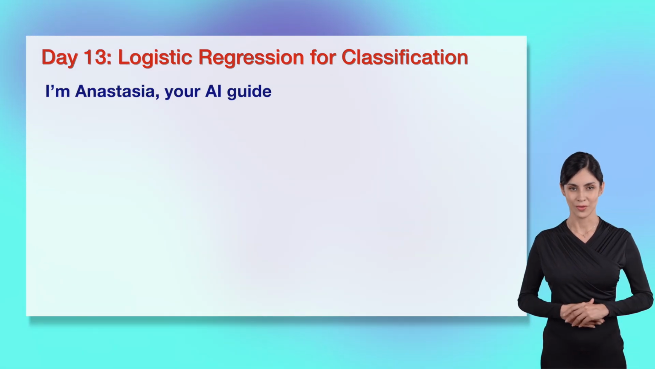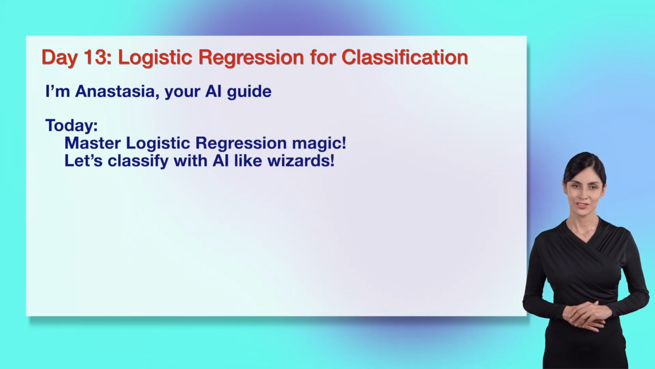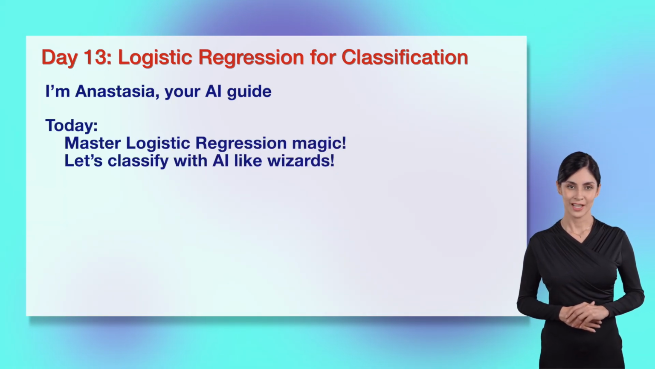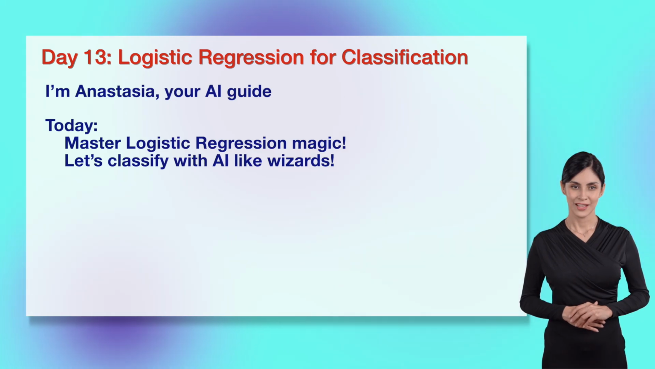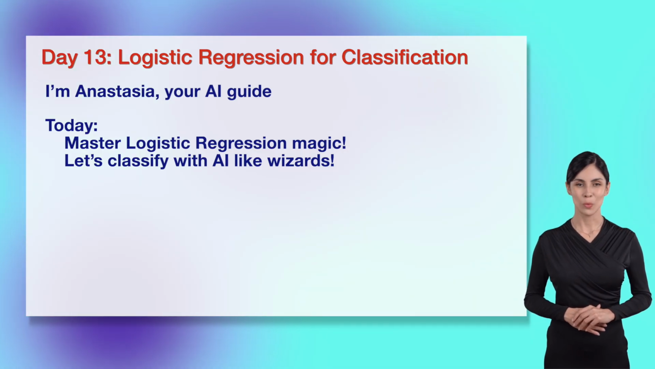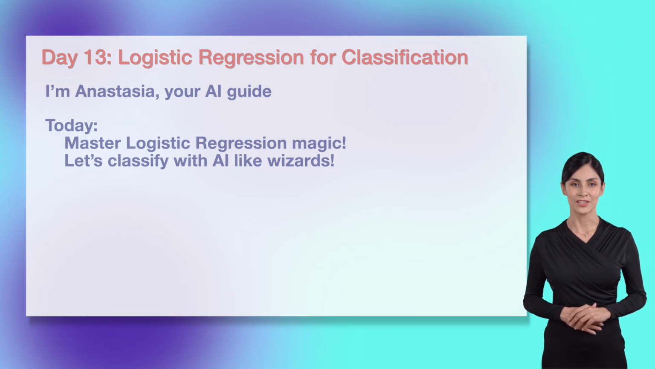Have you ever wondered how AI can classify things, like deciding if an email is spam or not, with magical accuracy? We're about to master logistic regression, a powerful classification technique, and it's going to be an unforgettable journey. You won't want to miss a second of this adventure, so let's get started.